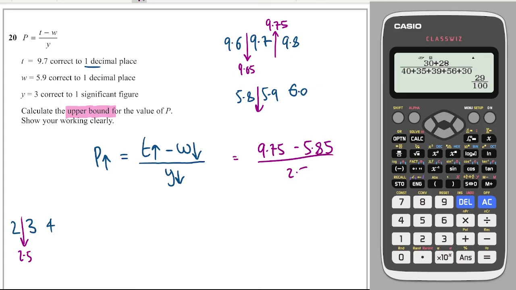So all over 2.5. So to the calculator we go, 9.75 minus 5.85, all over 2.5. Great, that is 1.56.